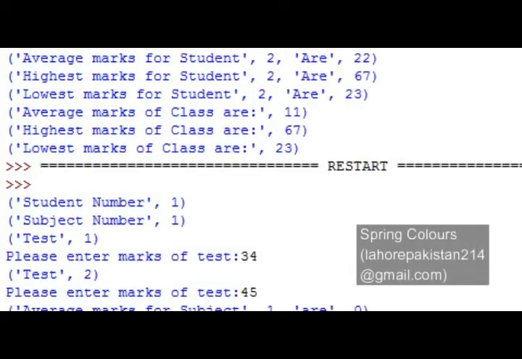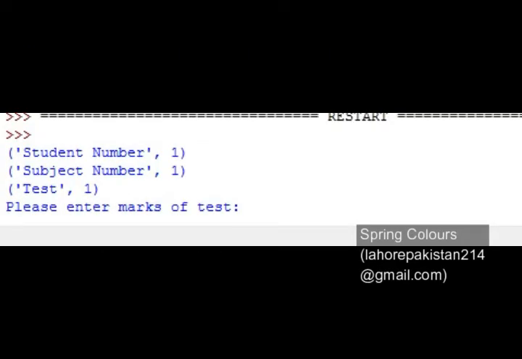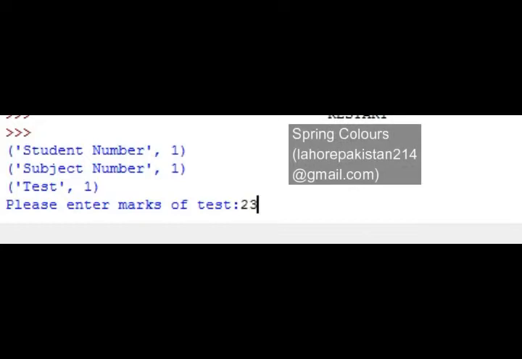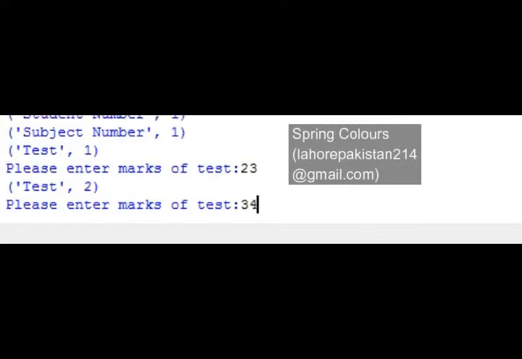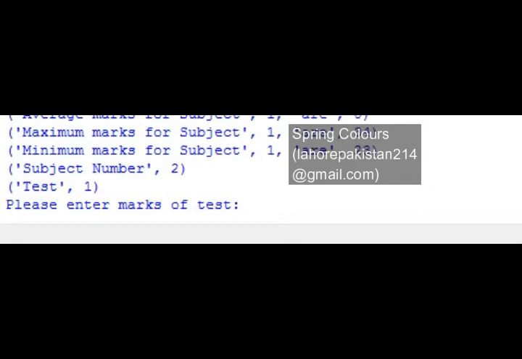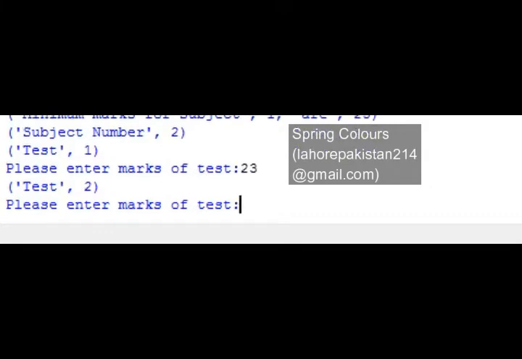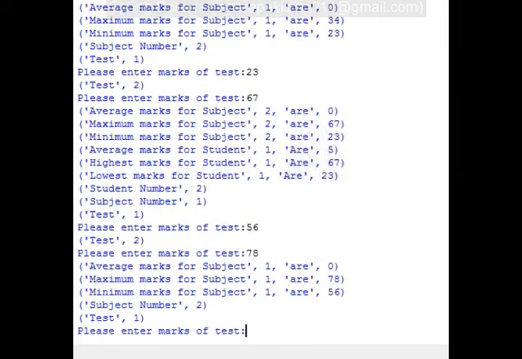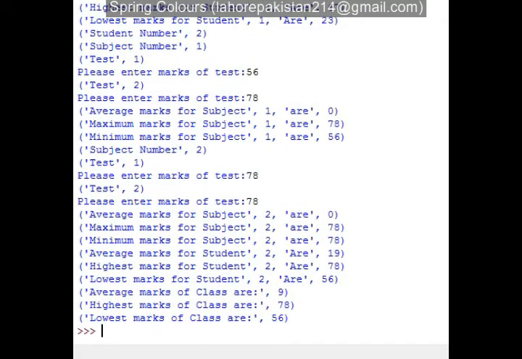Okay. Now student 1, his subject 1, test 1, test 2. Student 1, his subject 2, test 1, test 2. Student 2, subject 1, his test 1, his test 2. Student 2, his subject 2, test 1, test 2.